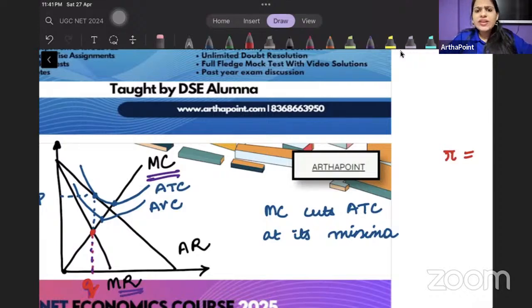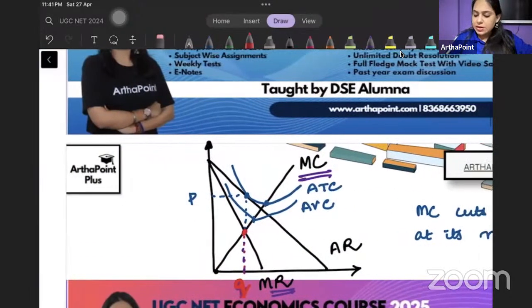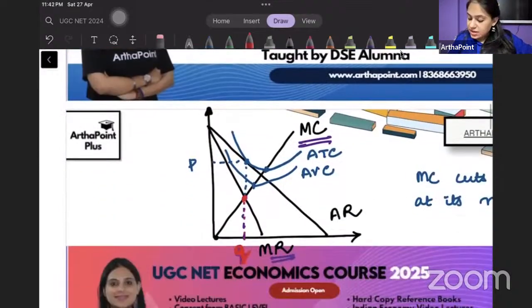So there is no point reducing the level of output. Why will I reduce the level of output? So this is also incorrect, beta. It is saying should decrease output. Incorrect. Should increase output? No. If I increase output, suppose I increase my output to a new level.